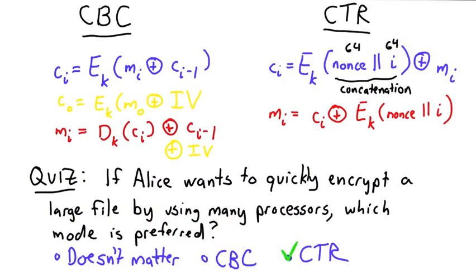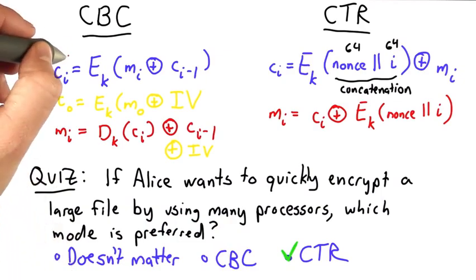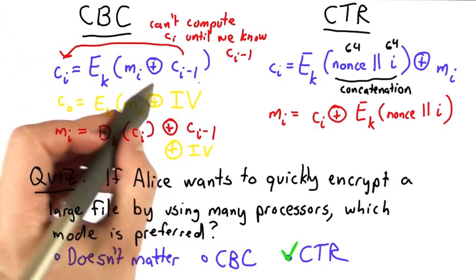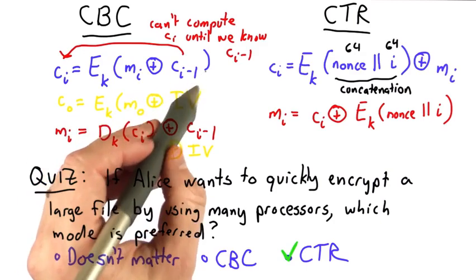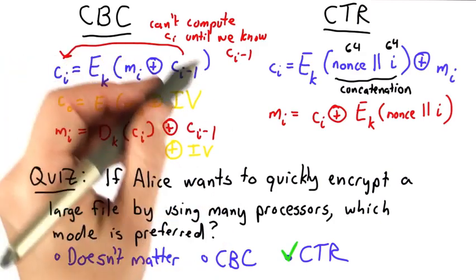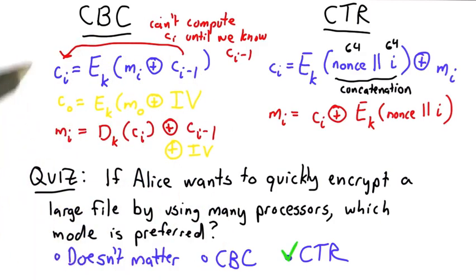The reason for this is with CBC mode, there's a data dependency: we can't start doing this encryption until we know the value of the previous ciphertext block. So we can't run all these encryptions in parallel. That's one major drawback of CBC mode.